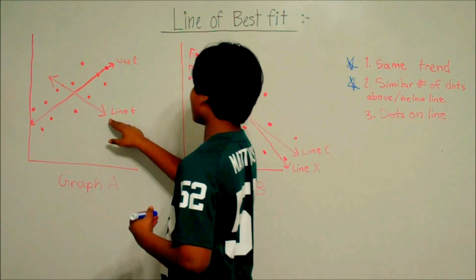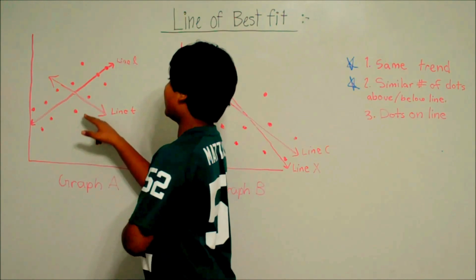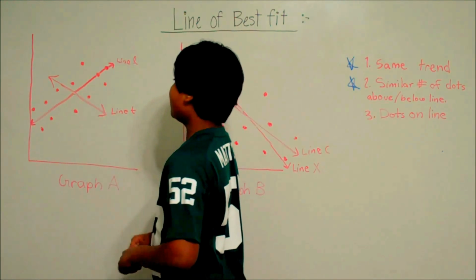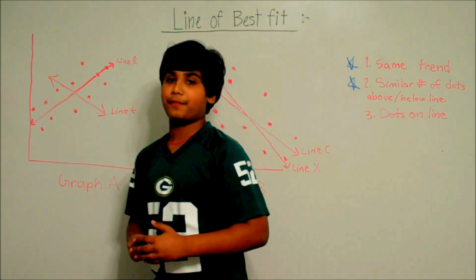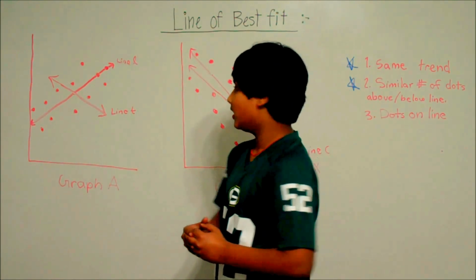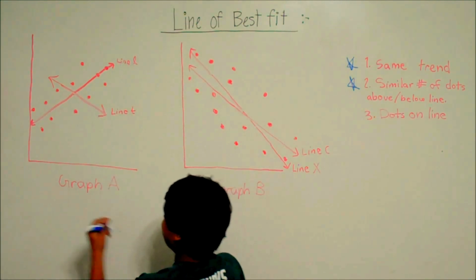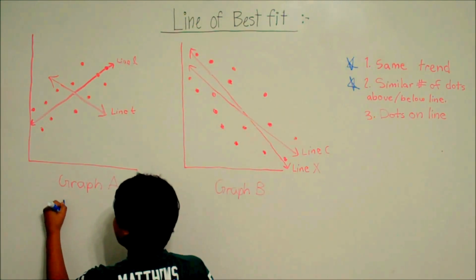Although it has the same number of dots above and below the line, and it crosses one dot, it's still not a valid line of fit because it does not follow the same trend as the dots. So the correct line of fit would be line L. So let's write that down.